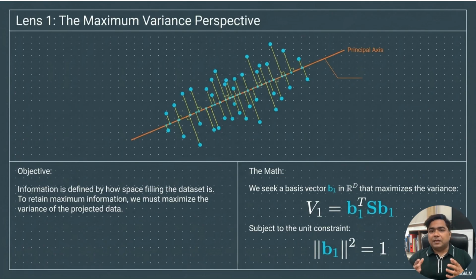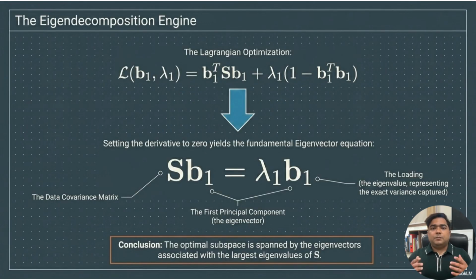The constraint can be read like this: the squared norm of B1 equals 1. In simple language, we are asking this question: among all unit length directions, which direction captures the largest spread of the data? That best direction becomes the first principal component. This slide shows how the maximum variance problem leads to eigenvectors and eigenvalues.